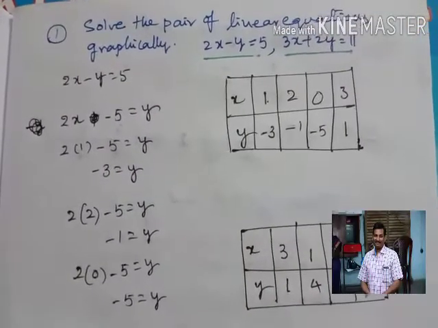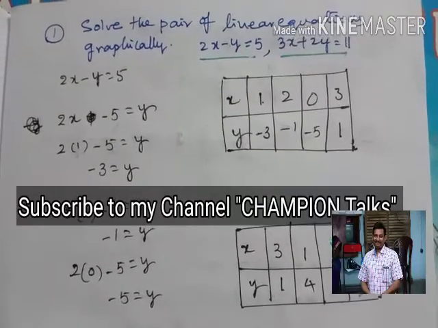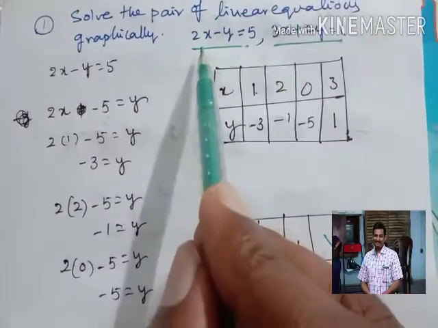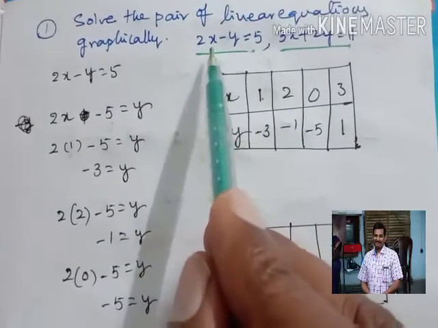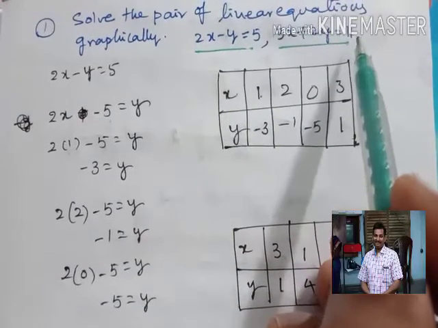Good evening, children. Today we are going to learn some 4 marks questions in chapter 4. First one is graphical method: 2x minus y is equal to 5, 3x plus 2y is equal to 11.